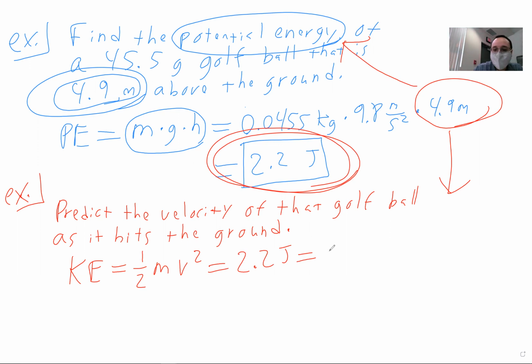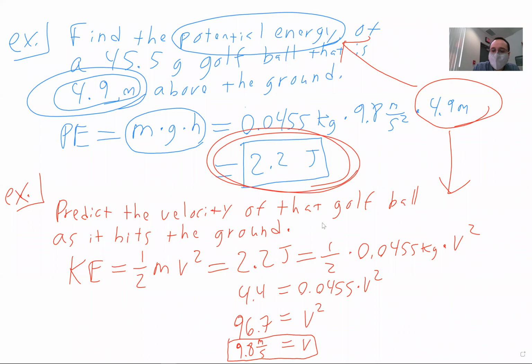That equals 1/2 times 0.0455 kilograms times velocity squared. So we're gonna have to solve for velocity, right? So let's go ahead and do the math out. We're going to multiply both sides by 2, and we're going to divide both sides by 0.0455. And I'll show you what we get in just a second.